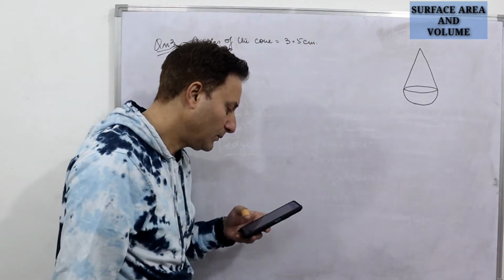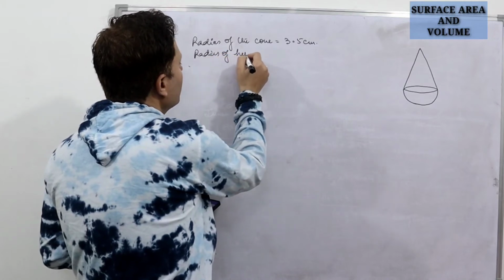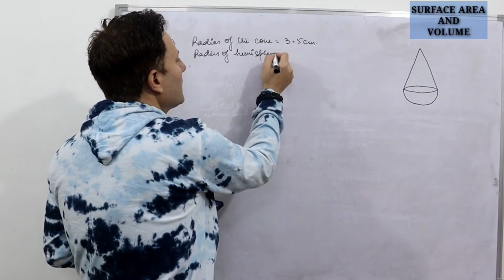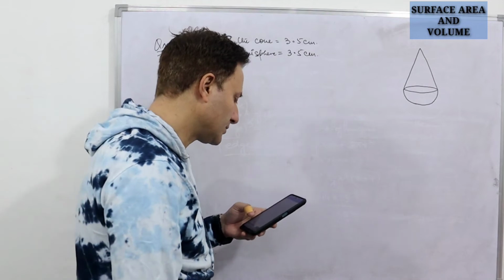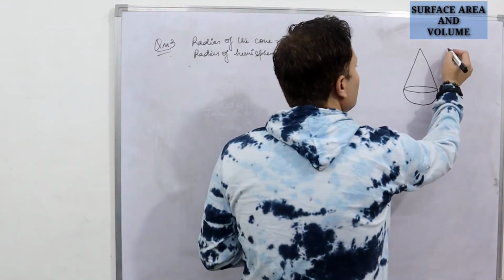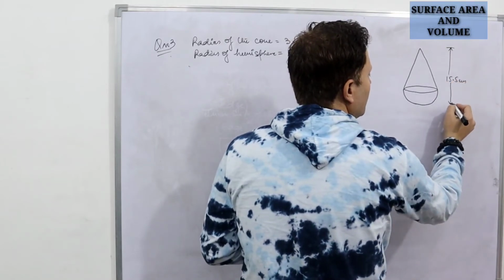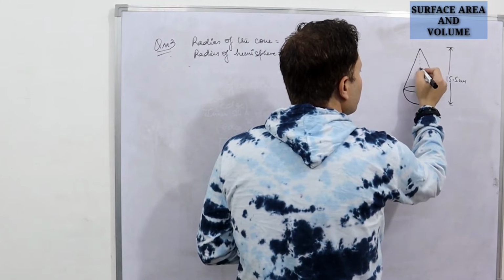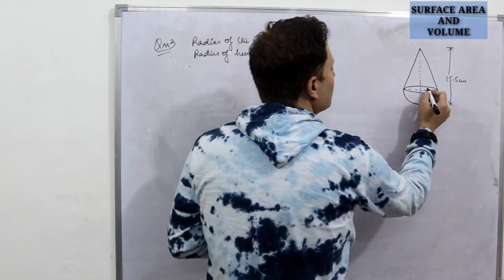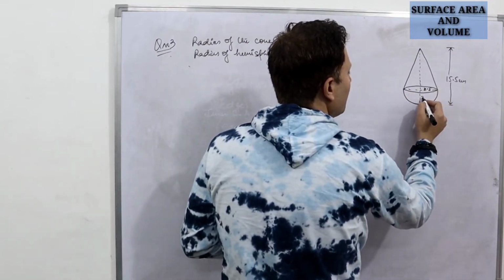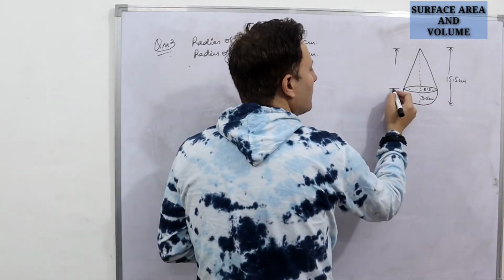Even the radius of the hemisphere is exactly the same, that is 3.5 centimeter. Now it says the total height of the toy is 15.5 centimeter. So the total height is 15.5 centimeter. Now the radius is 3.5, as we did in our previous question. So what will be the height of just the cone?